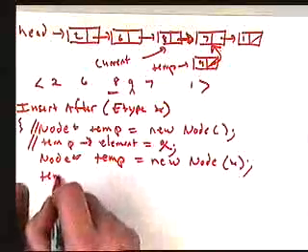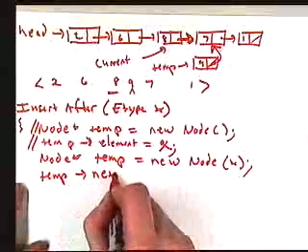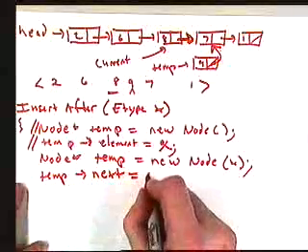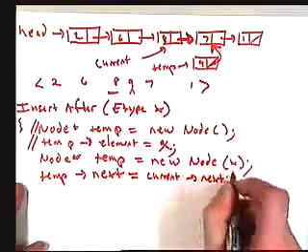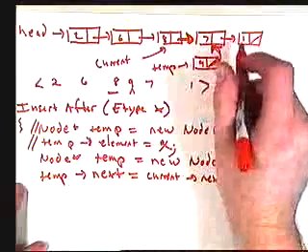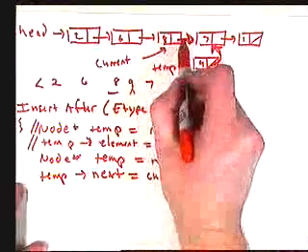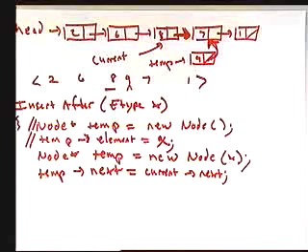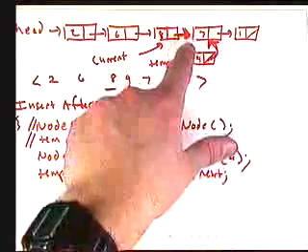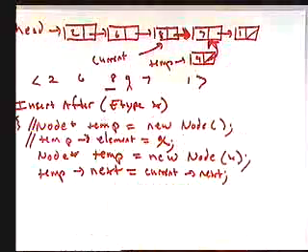So I will say temp arrow next equals current arrow next. I'm saying the next field of the temp pointer is going to have stored inside it the address stored in the next field of the current pointer. So that's what temp next equals current next means. It means that we're taking the next value of the temp node and storing inside it the next value of the current node. And since the next value of the current node points to the node containing 7, the next value of the temp node will now point to the node containing 7.